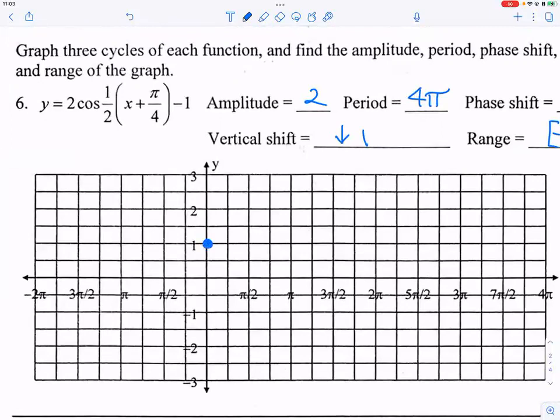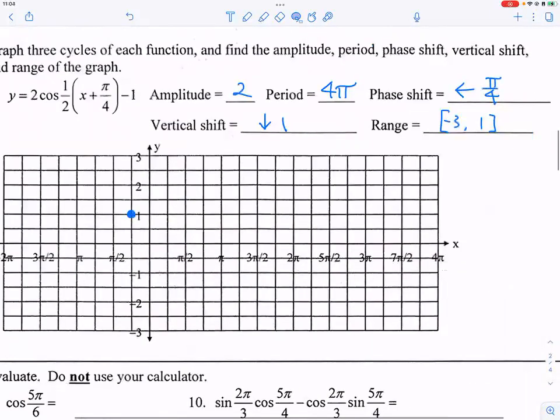So where should our first point be? Well, our initial point should be right here. But then we have to multiply by 2. Oh, hold on. We move to the left by pi over 4 times 2, and then move down 1. So we'll settle our first point right here. Negative pi over 4, comma 1. That's the first point.